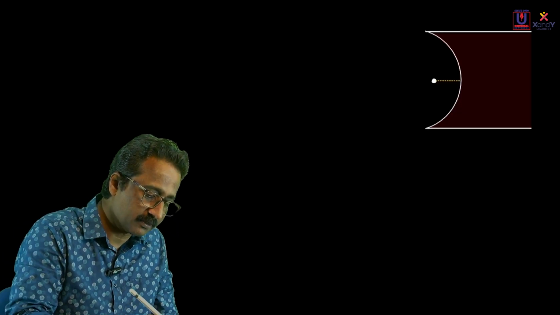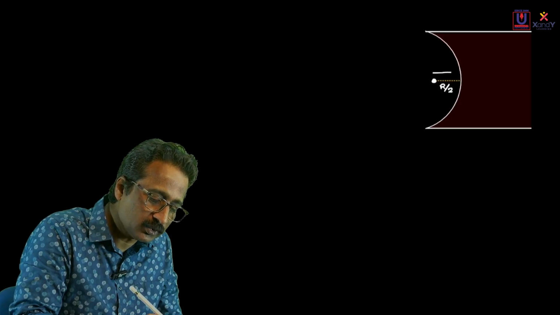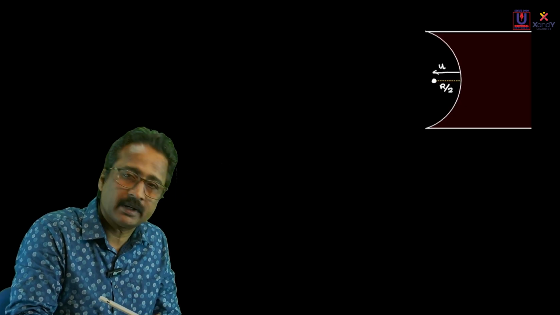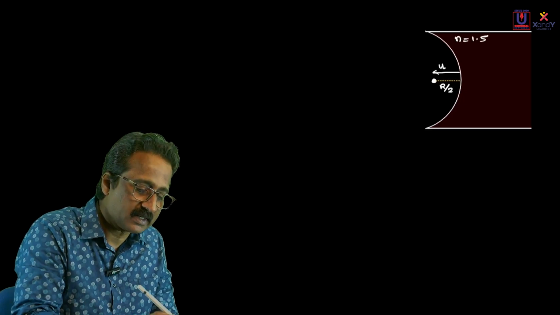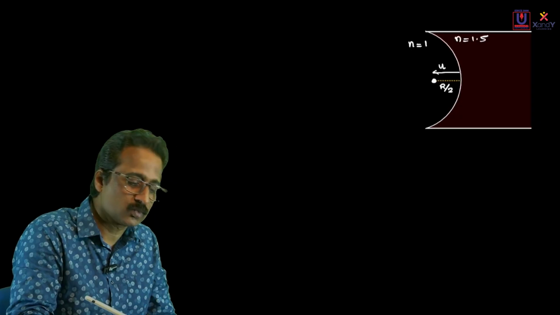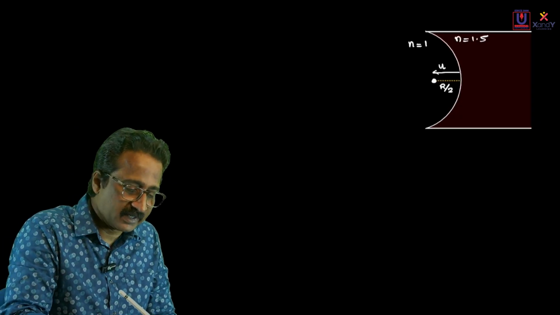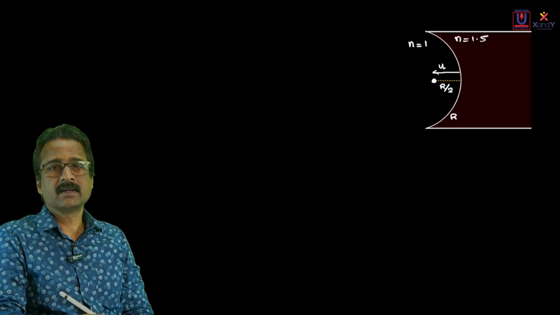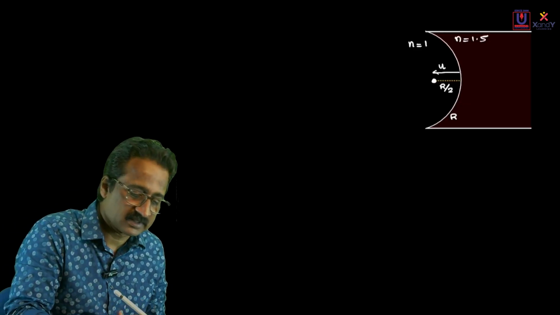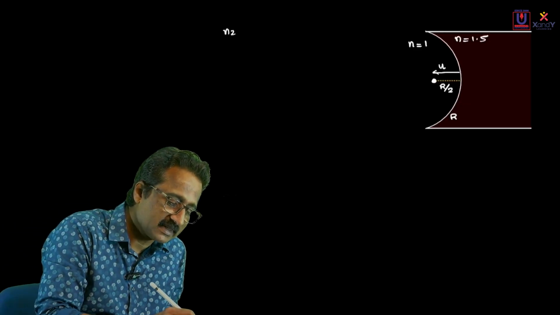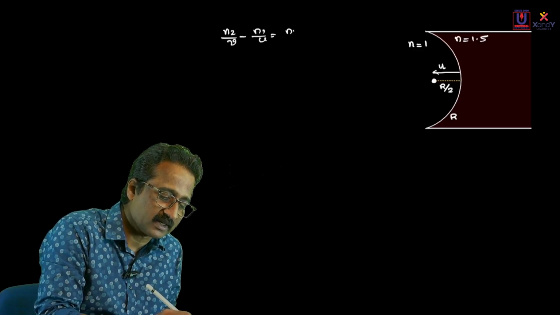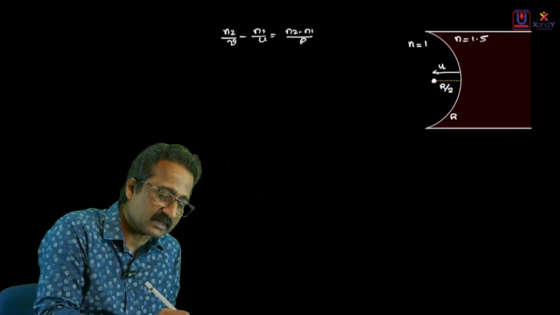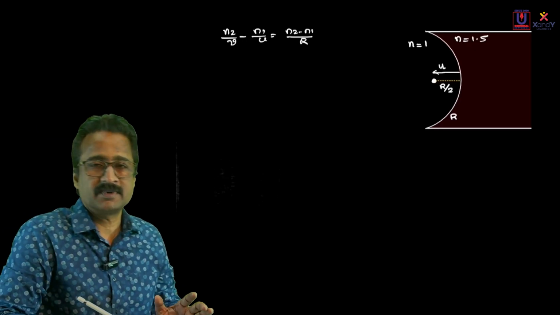So this is the object. Now, given that this distance u is r by 2, the refractive index of this medium is 1.5, and here it is supposed to be air, so it is 1. Let's apply r as the radius of curvature also. Let's apply the distance formula for a spherical surface. Hope you have not forgotten that. N2 by V minus N1 divided by U is equal to N2 minus N1 divided by R. That is the distance formula for any spherical surface.